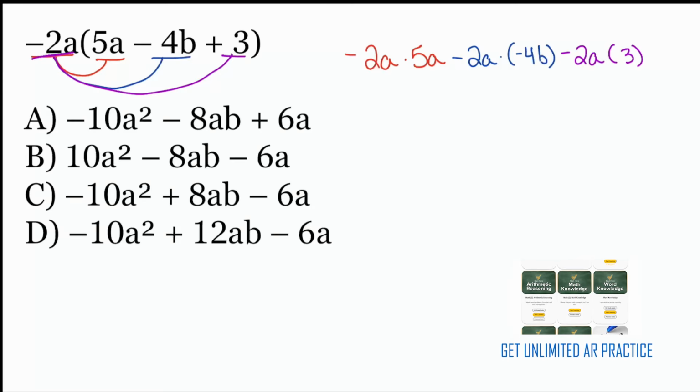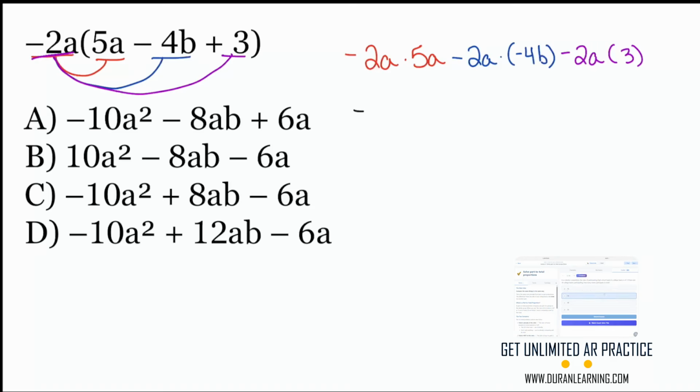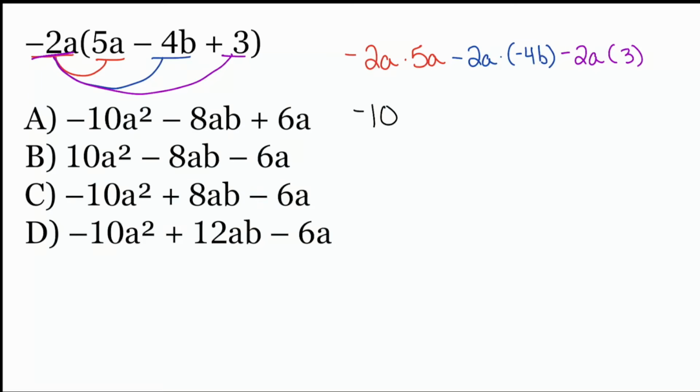So now that we're here, we're going to take it again, one step at a time, one group at a time. So we have negative times a positive, so that's going to end up being negative. Then we have 2 times 5, and that's going to be 10. And then we have a times a, everybody. A times a is going to be written as a to what power? Correct, a to the power of 2. So we have negative 10a squared.